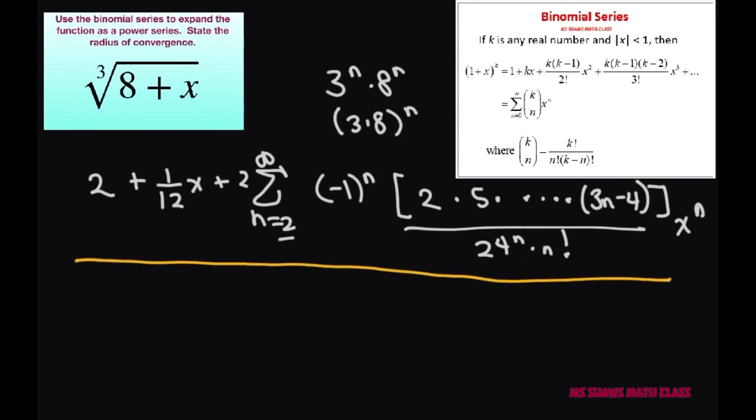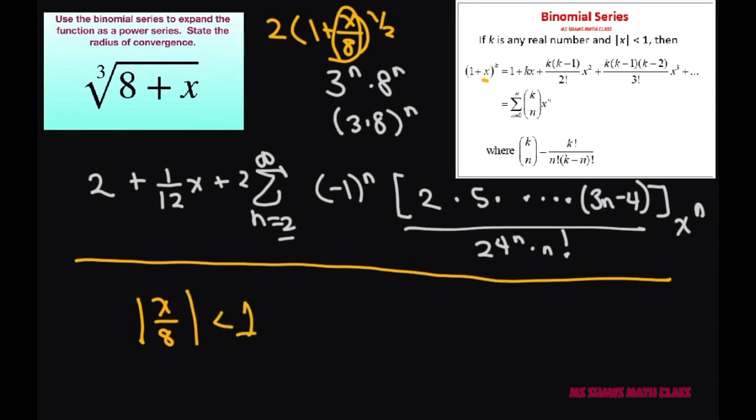Now for the radius of convergence, remember we had x divided by 8. Remember we had this 2 times 1 plus x divided by 8 to the power of 1/3. So you're looking at this x here. So this has to be less than 1 for it to converge. So that means the absolute value of x has to be less than 8. So your radius of convergence is 8.